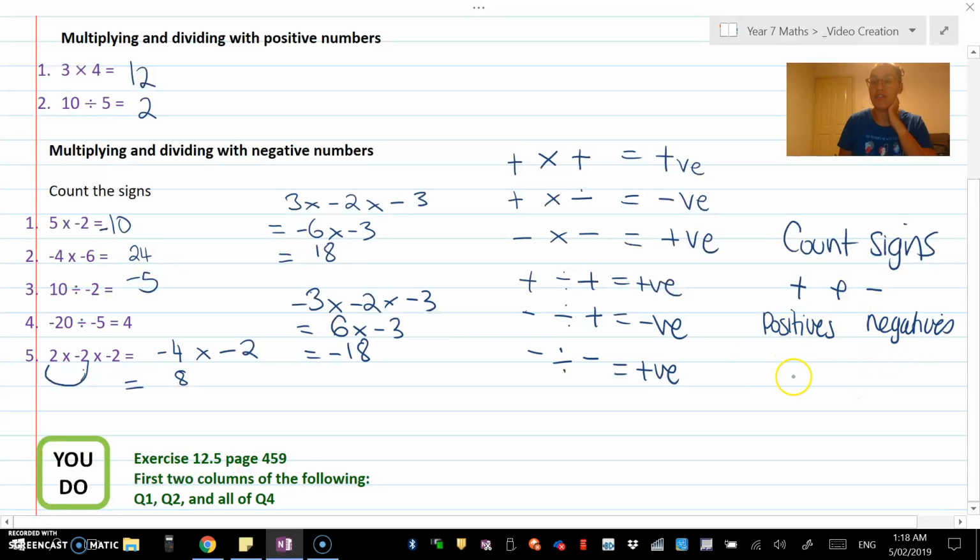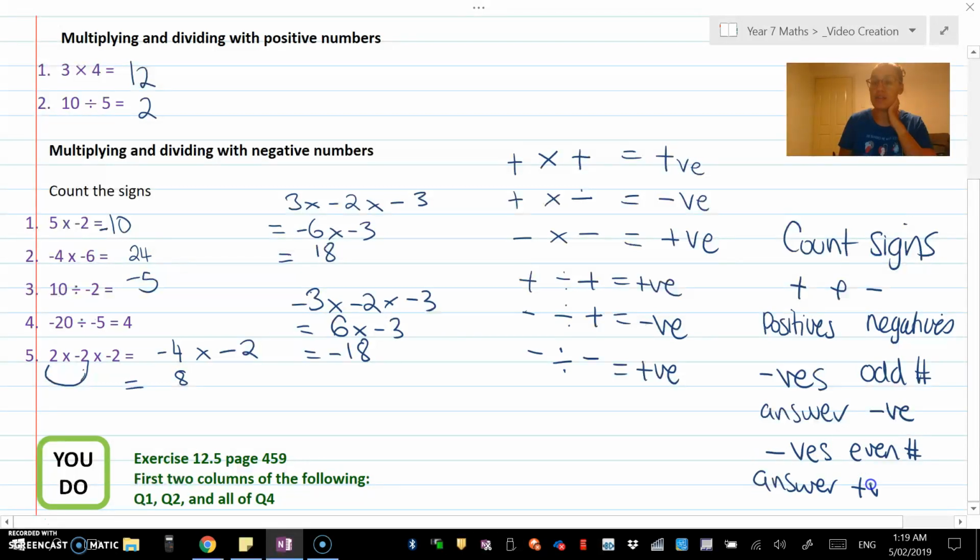If you have, with your negatives, an odd number, your answer will be negative. If you have an even number, your answer is going to be positive. So that is how you can use a strategy to remember.